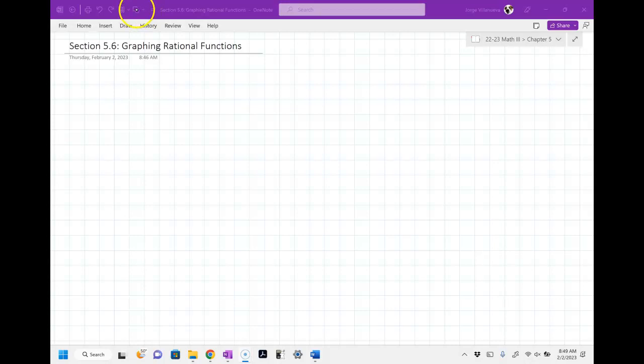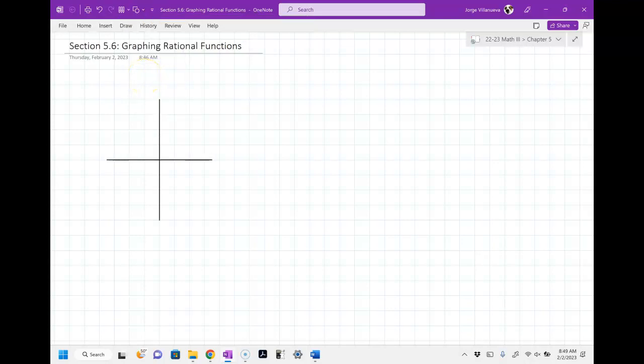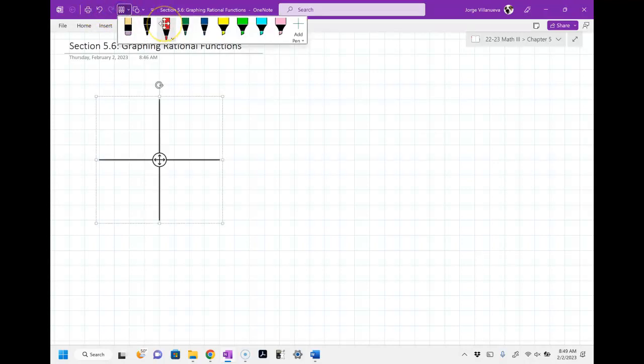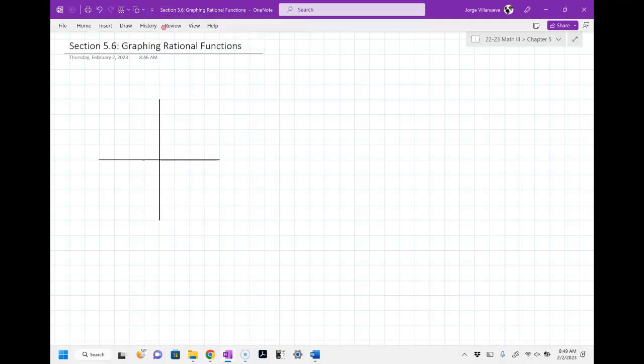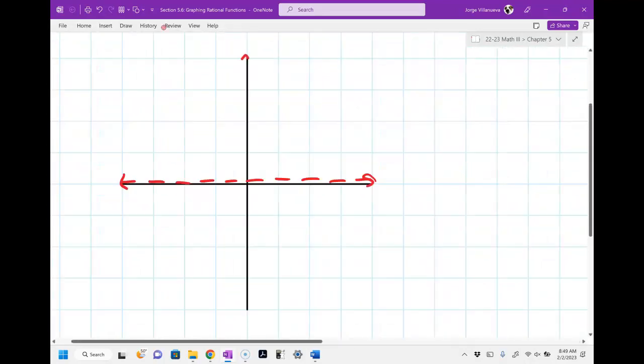Just so you're aware, these rational functions that we're going to be graphing are going to look something like this. I'm going to give you a little heads up on that. They usually have a horizontal asymptote and a vertical asymptote. Now these can move to different areas of the graph, and that's what we're going to talk about.